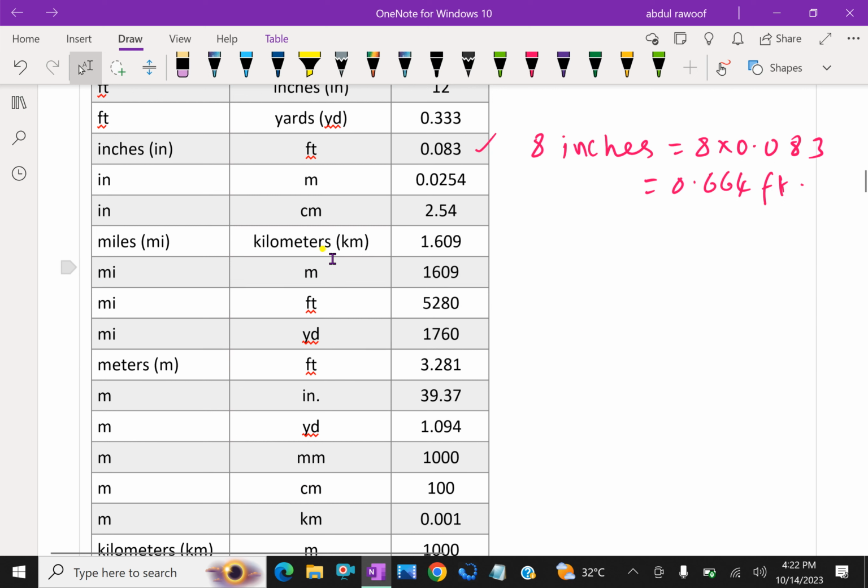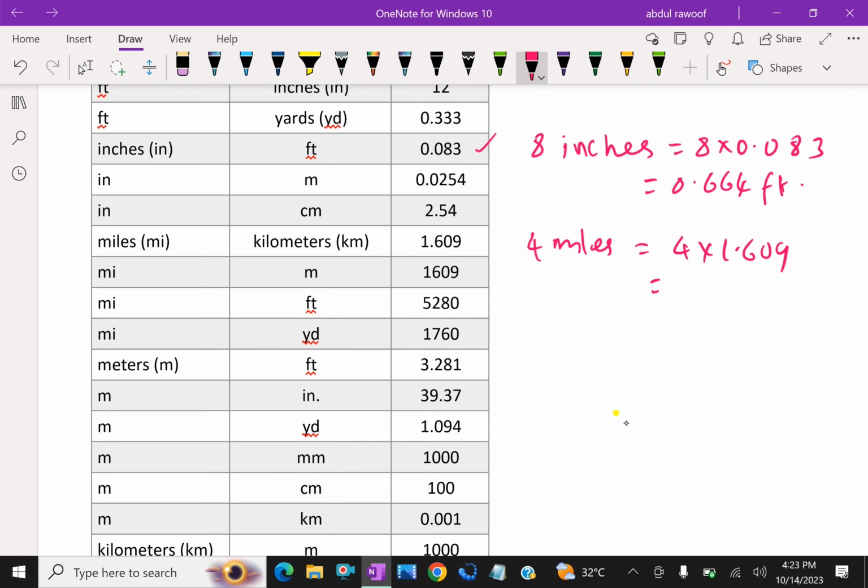Like that, miles to kilometer is 1.609. Therefore, suppose 4 miles: 4 into 1.609 is 6.436 kilometer.